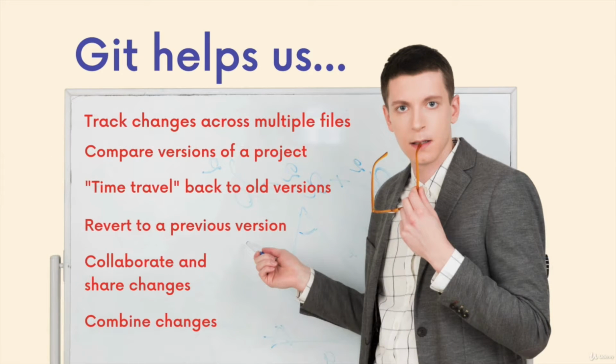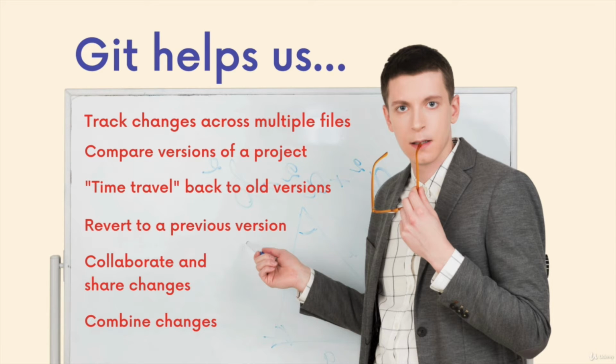So in this slide, we can see some of the main things Git helps us with. It helps track changes across files, compare versions of a project, time travel back to old versions, take a peek at what something looks like a year ago, take a look at Facebook's code base today compared to 2 days ago, go back to a previous version if we mess something up, combine different changes between versions, between different files, between different collaborators, and that's probably the most important part, collaborate and share changes.